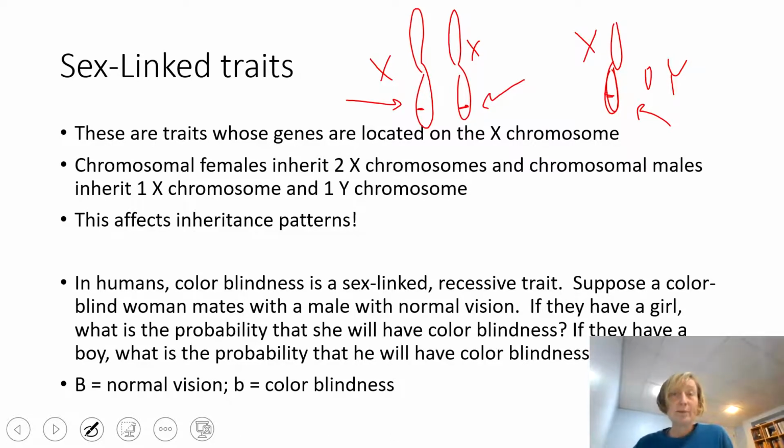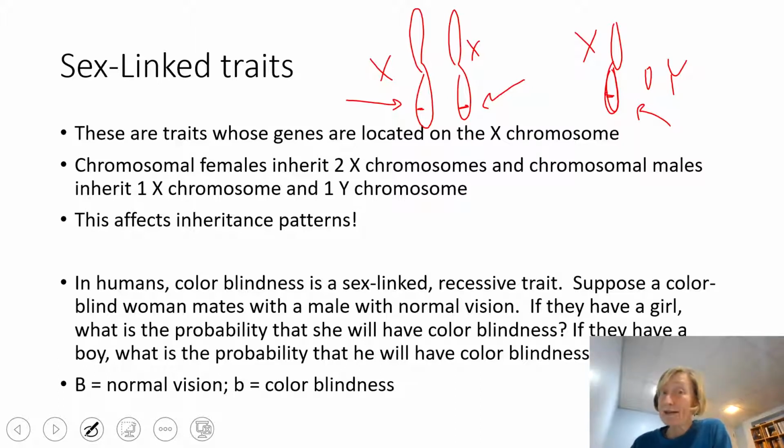I want to give you an example of that because we do this in our exercise 11 as well. I'm giving you an example of a trait in humans: color blindness. There are actually several types of color blindness, but I'm just going with generic right now. Many of these types are sex-linked traits. In humans, red-green color blindness is a sex-linked recessive trait.